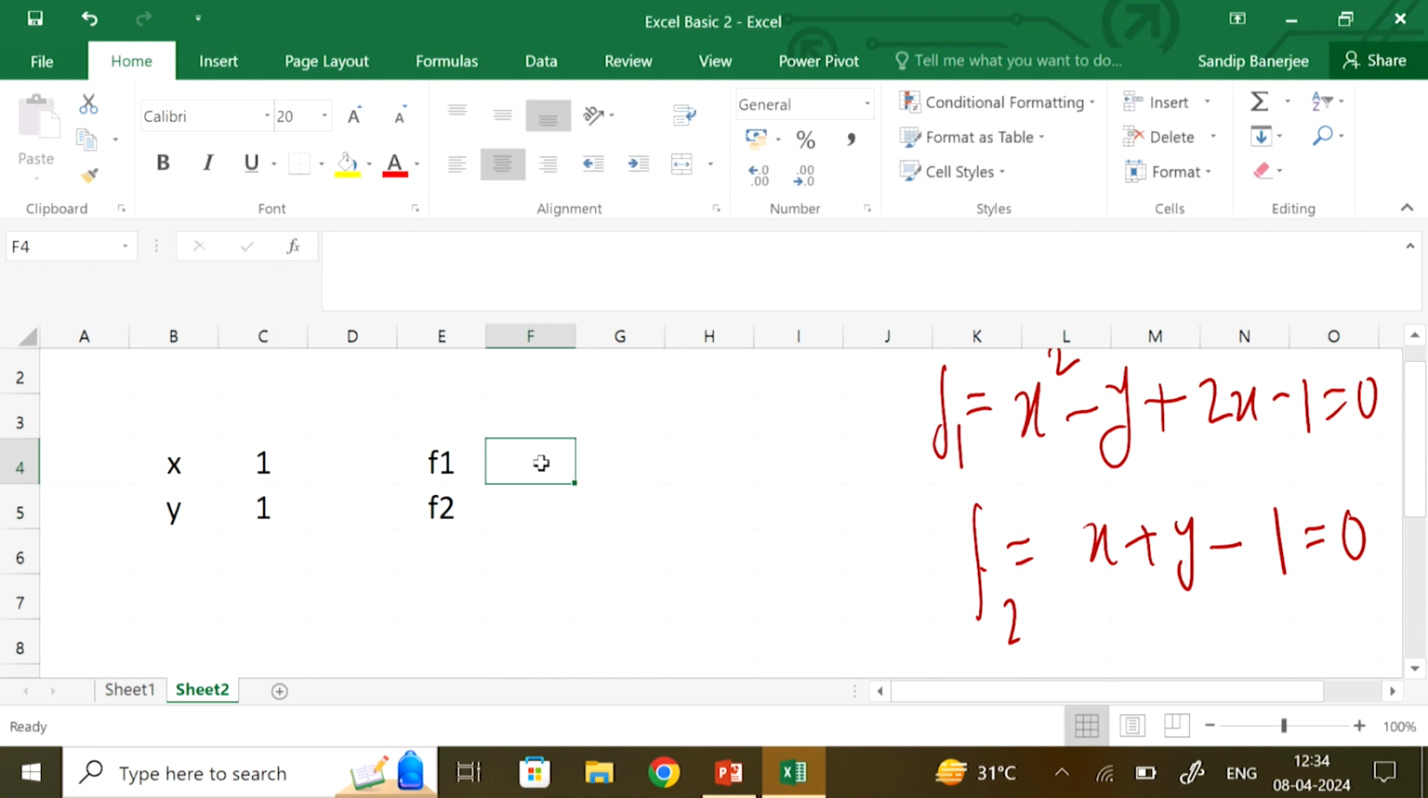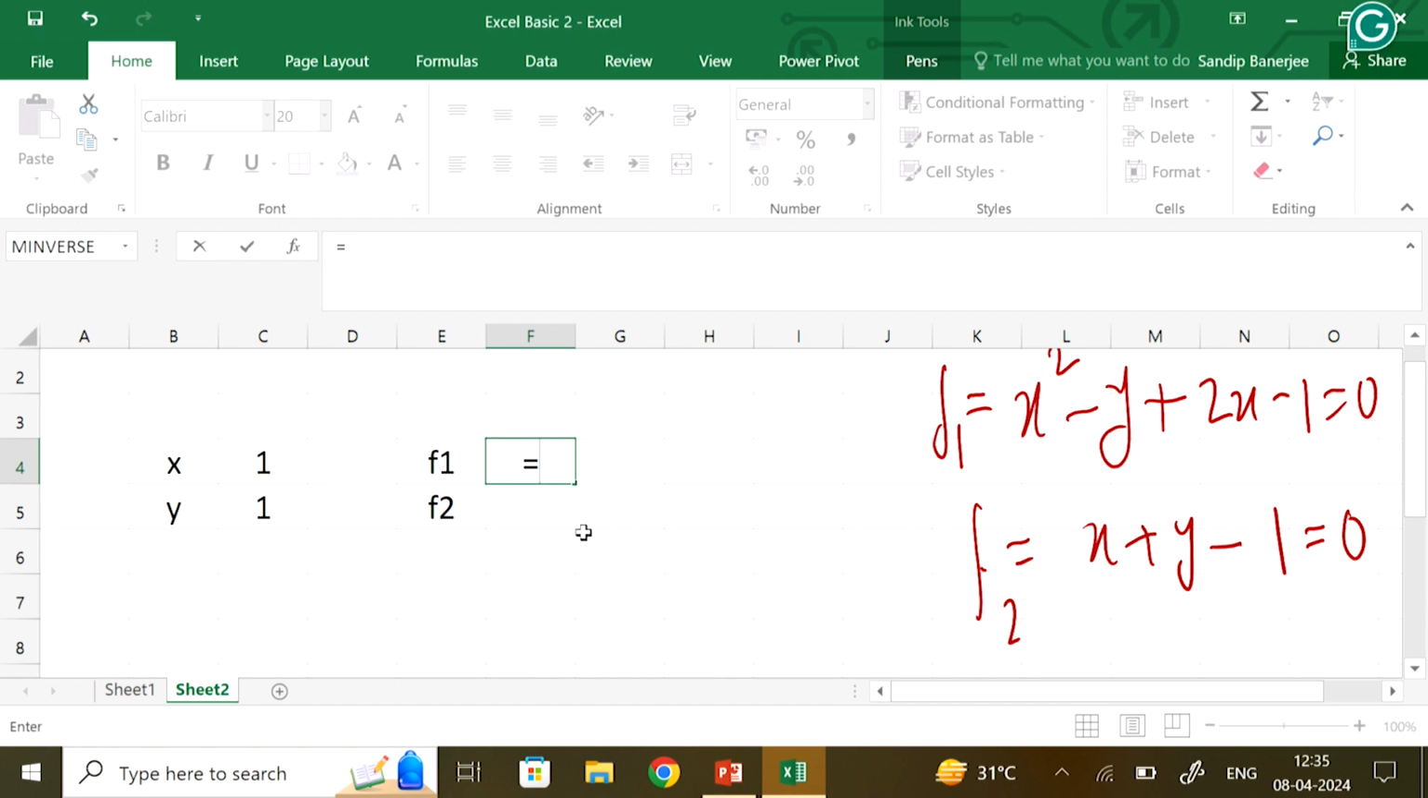So if x equal to 1 and y equal to 1 is the root of this system of nonlinear equations, then if I substitute those values here, f1 will be 0 and f2 will be 0. So the idea is, exactly like the similar one, you first find the value of f1 with x equal to 1 and y equal to 1. Similarly for f2, x equal to 1 and y equal to 1.